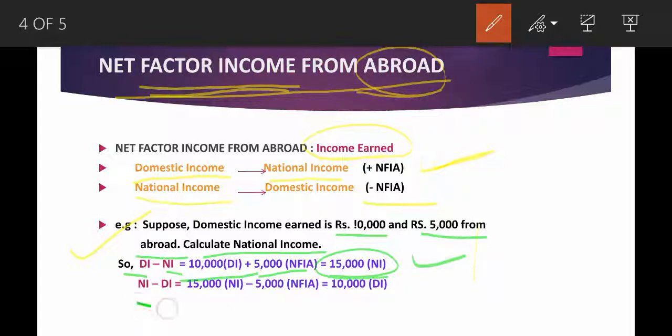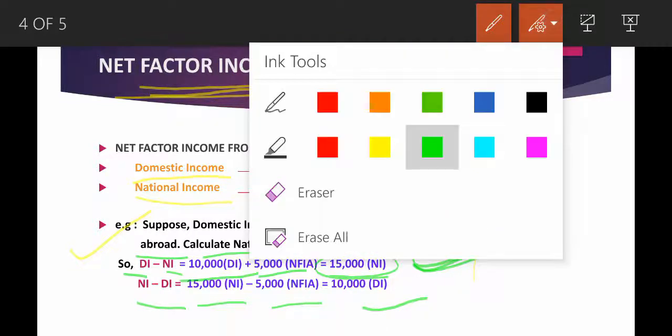But if national income is given and you have to calculate domestic income, then from this 15,000 national income you have to deduct 5,000 rupees, that is your income from abroad, and you will get domestic income, right?